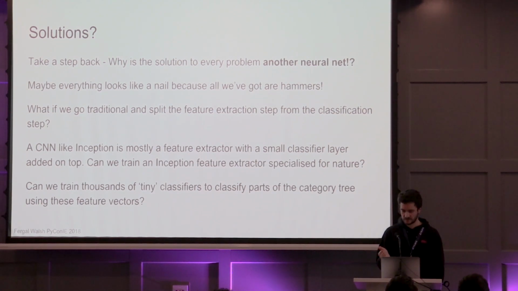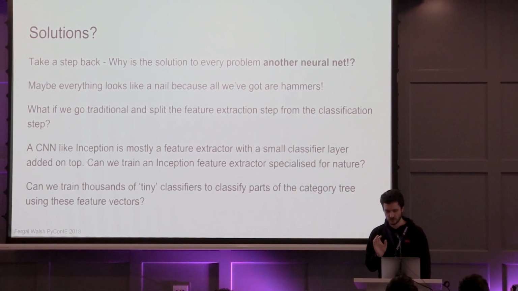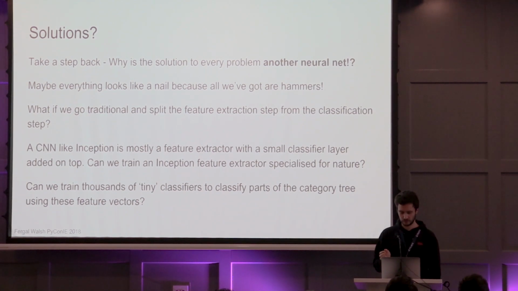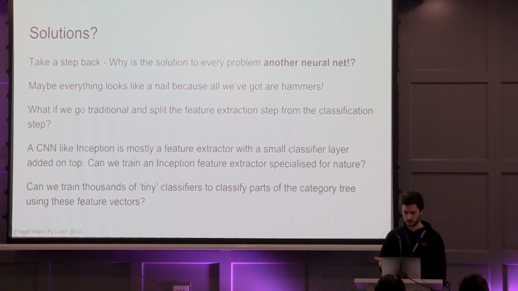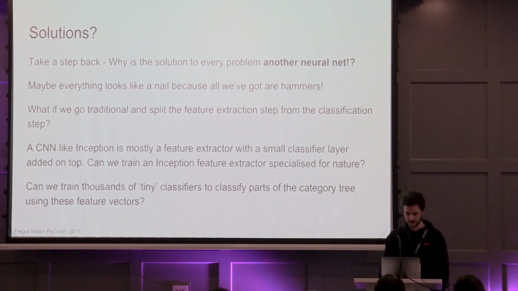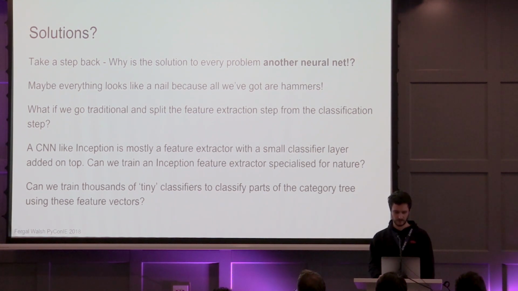And a lot of the features in nature images are actually quite similar. The types of shapes and the types of textures and things are similar across different classes of natural species, as opposed to, say, man-made objects, which have very different features: different colors, different shapes, different geometric features. So we thought, can we train one general purpose nature feature extractor, and then train a load of small, old-fashioned linear classifiers to work with those features?